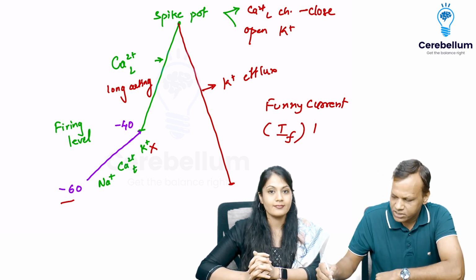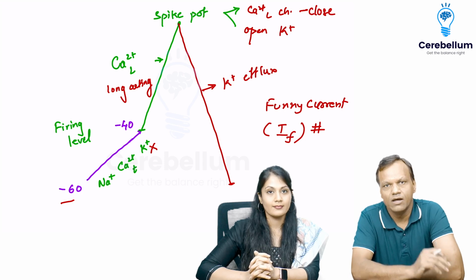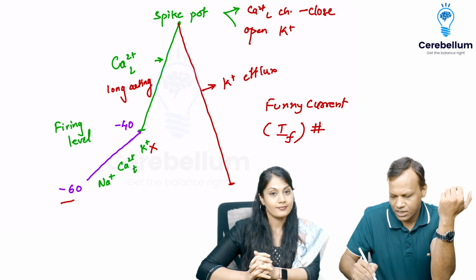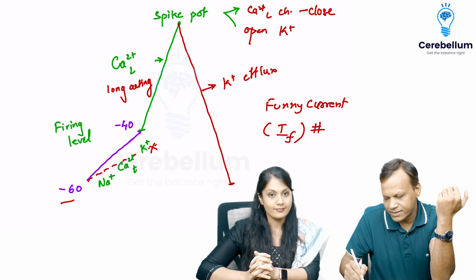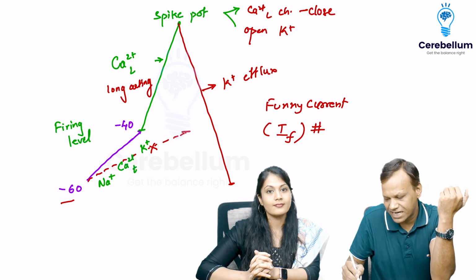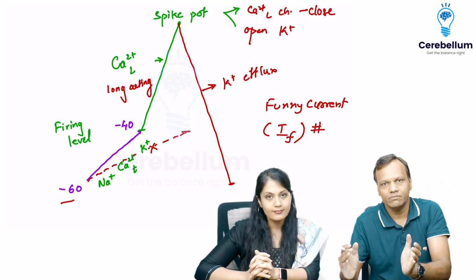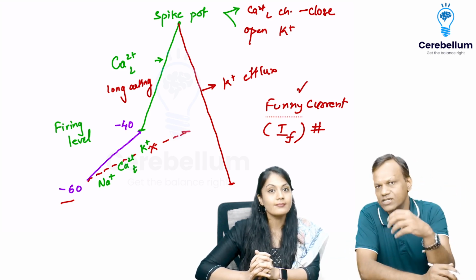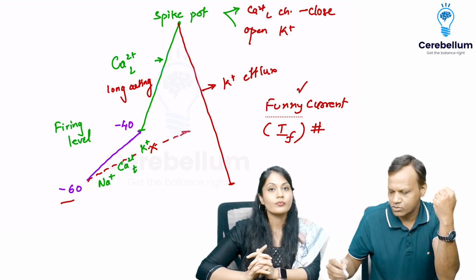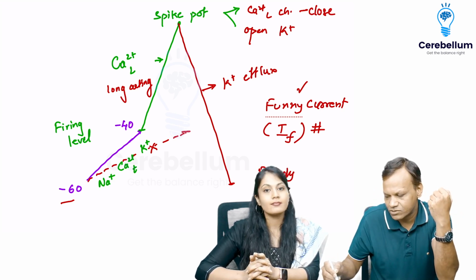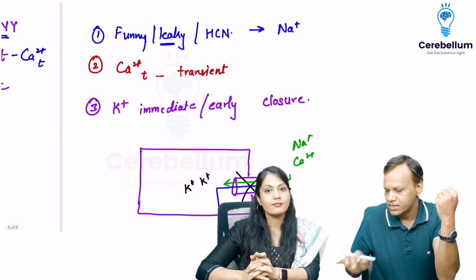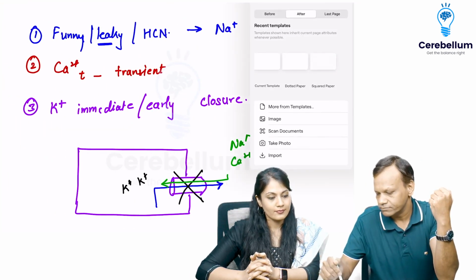So if we block this funny current, that means if we block the sodium channel, what is going to happen? The automaticity will decrease. The slope will decrease, so instead of sudden, it will become gradual. For reaching the same threshold potential, it will require a longer time. That means the heart rate will decrease. So if we block the funny current, the heart rate is going to decrease. Any drug doing so is called a bradycardic agent. And the name of the drug is ivabradine.